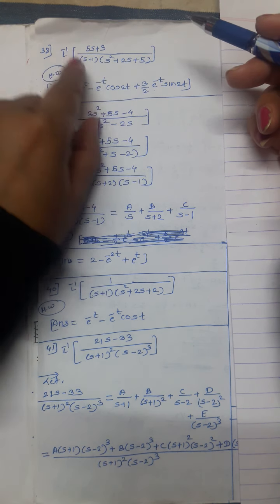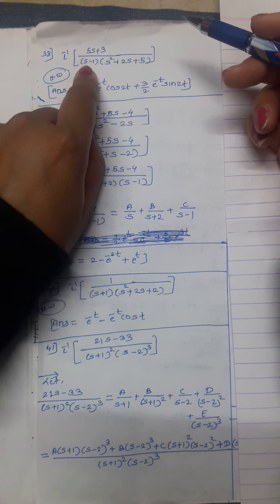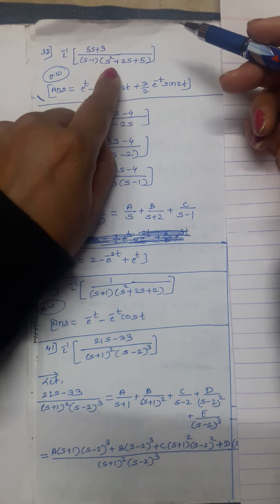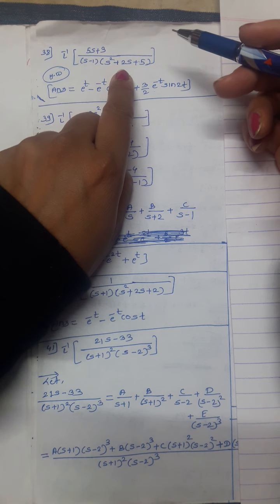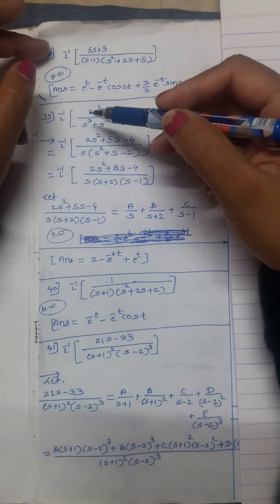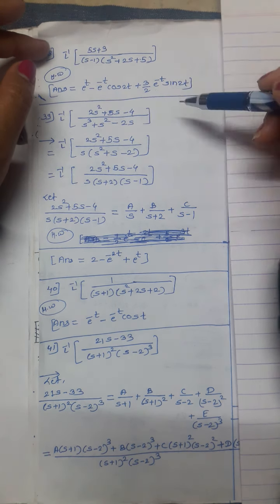You have to follow the rule: A upon s minus 1, plus, for the quadratic, we know the third type applies here, Bs plus C upon this factor. Next you have to find the values of the constants, and the answer will be this. Okay, this is the homework.